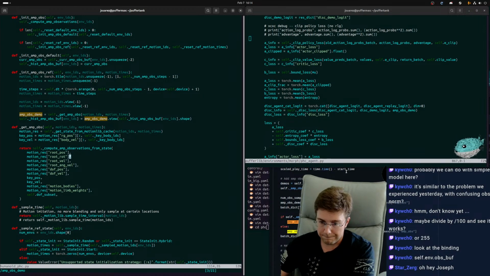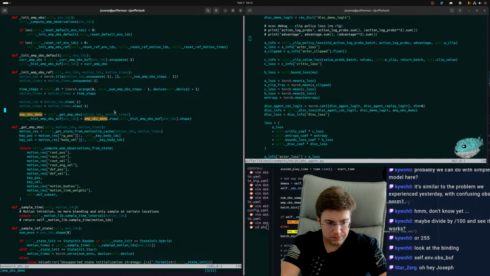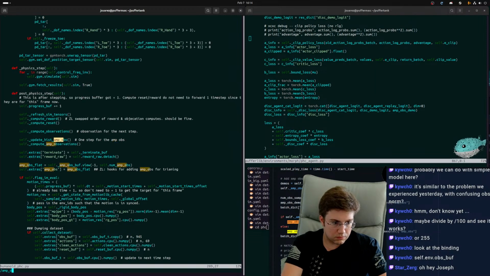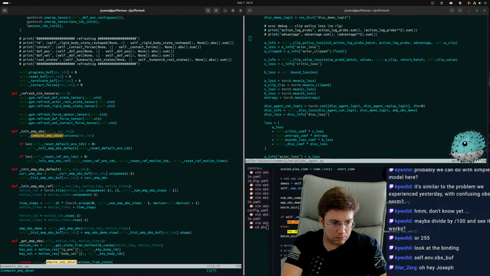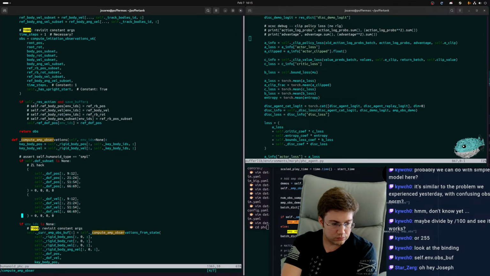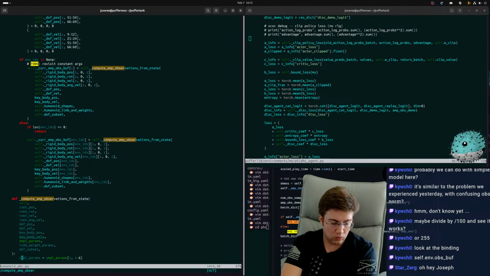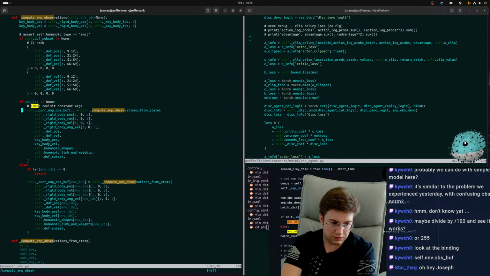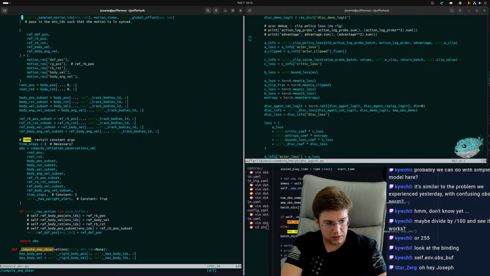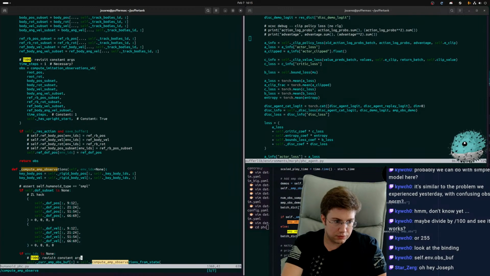What's this disc loss then? I see. So one of these is just your data formatted the way that it is expected, and the other one is from the demo. Okay. So compute AMP operations.